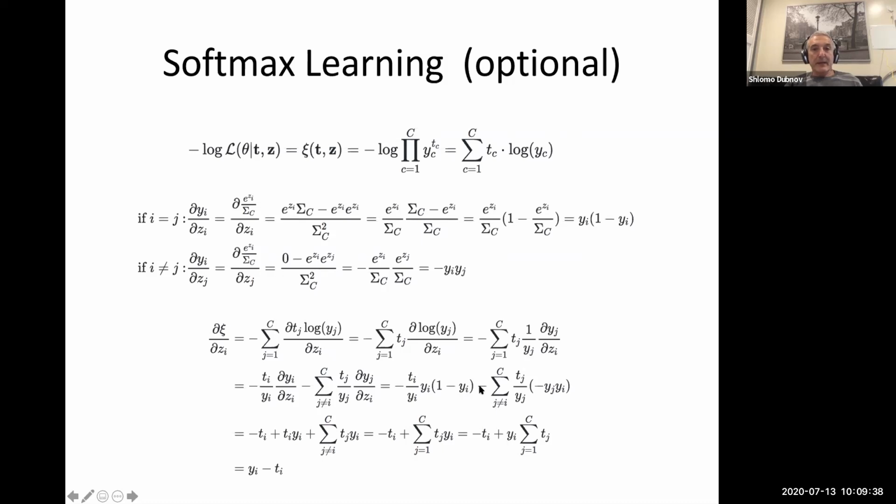Just optional, I included in the slides the derivations of the learning, and I will not go through the math. You can check it yourself, but I'll explain why I put it here. So this is our cross entropy loss function. As you see, it's the target times the output log yc. You can also think about this as weighted: this is the probability times how many times tc shows up in our examples. But this is the function that we are trying to optimize.